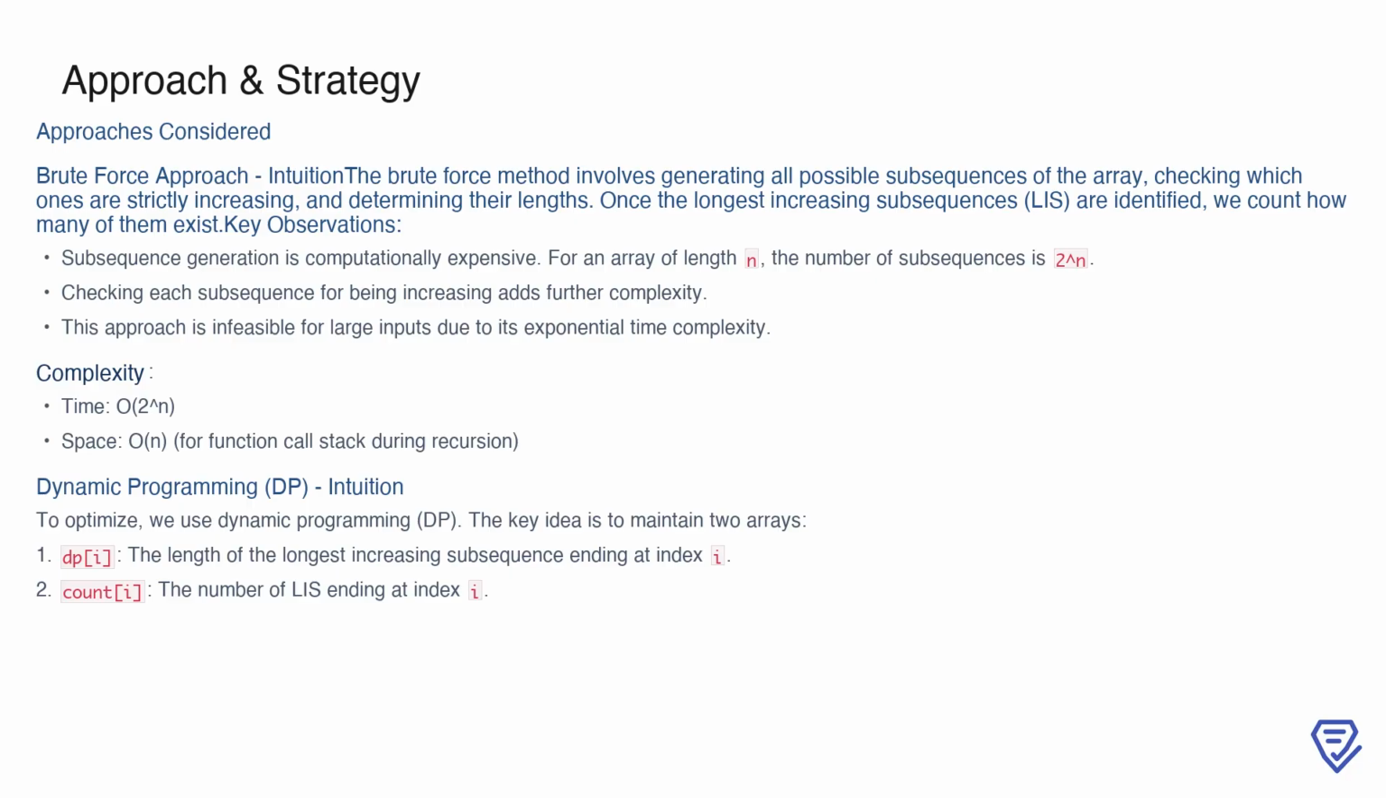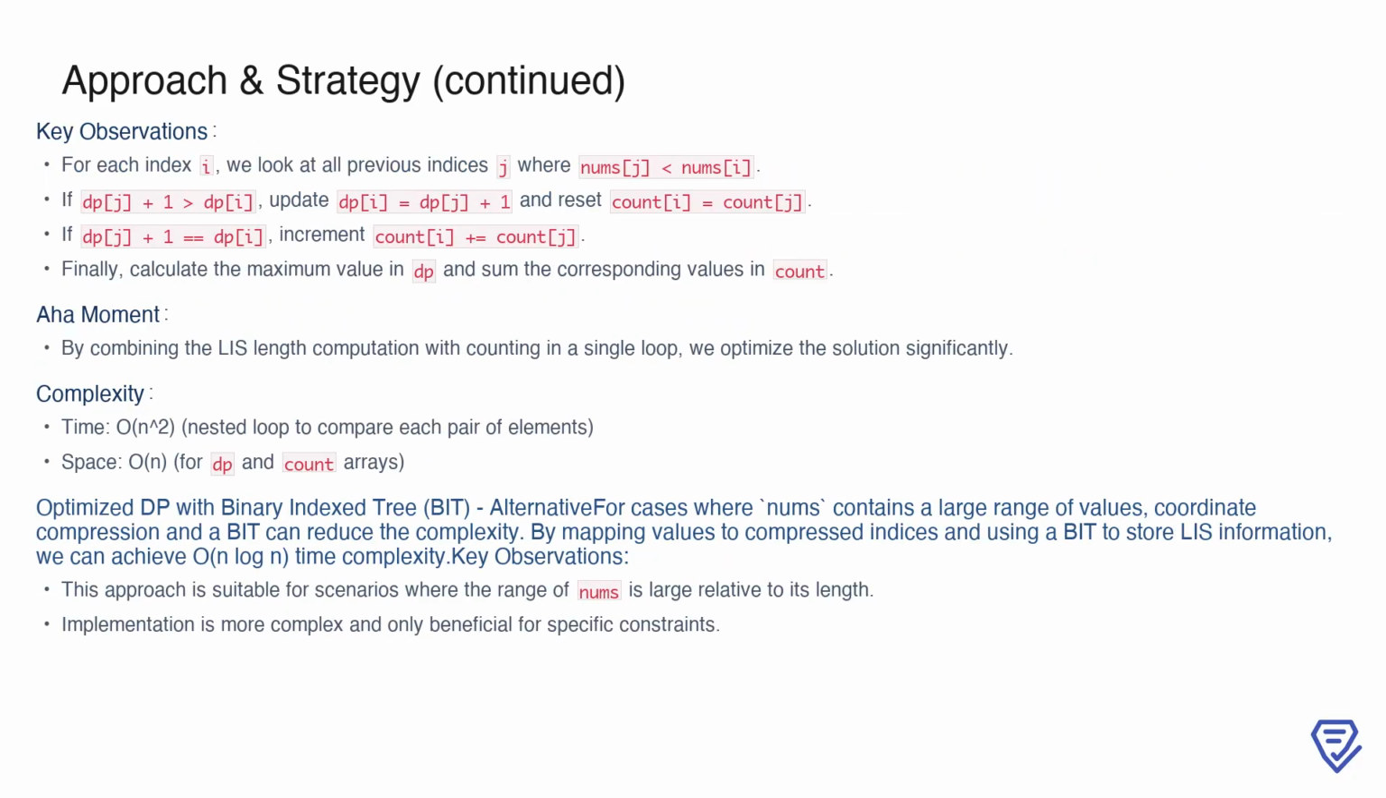To address these inefficiencies, we turn to dynamic programming, which offers a much more optimized solution. The key idea here is to use two arrays, dp[i], to track the length of the longest increasing subsequence ending at index i, and count[i], to store the number of such subsequences for that index. With dynamic programming, we observe that for each index i, we need to check all previous indices j where nums[j] is less than nums[i].